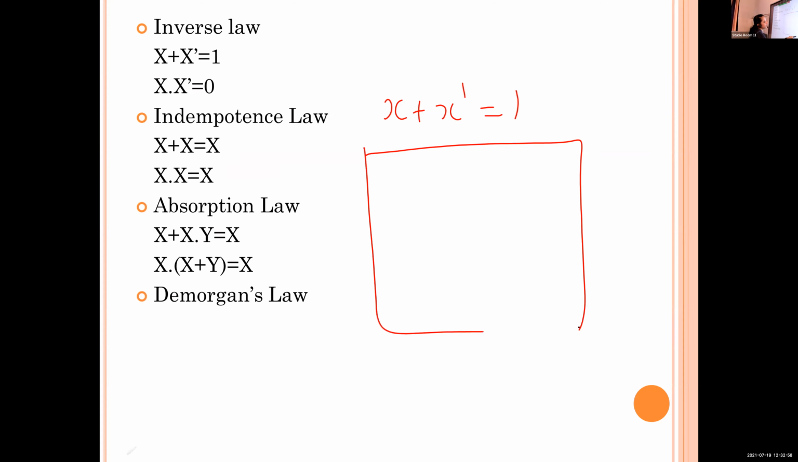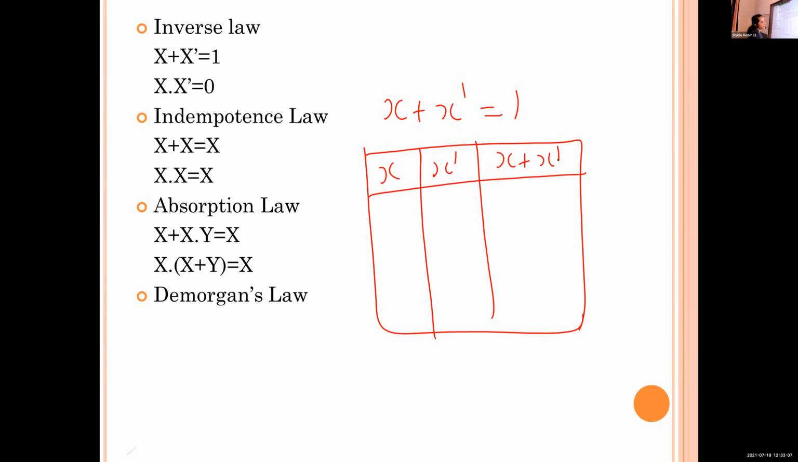How can we prove this one? Here X is given, then we have to find X complement. After that, we have to find X plus X complement. What is X? X is 0 and 1. Pooja, what is X complement here? 1 and 0. Yes, 1 and 0. Then what is 0 plus 1? It is 1. Then 1 plus 0 is again 1. So what is the result of X plus X complement? It is 1.